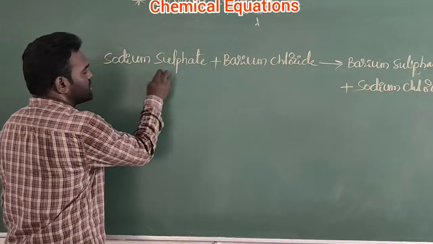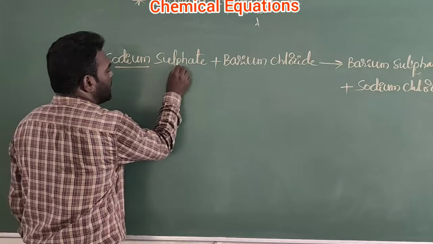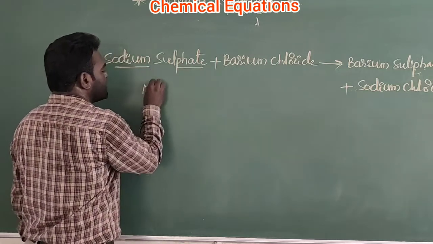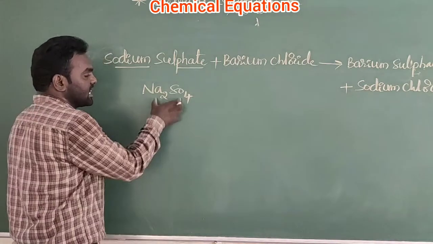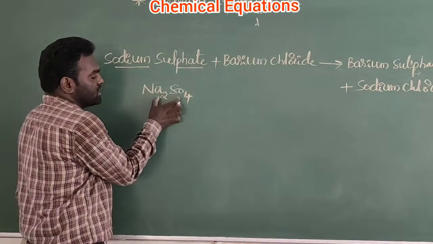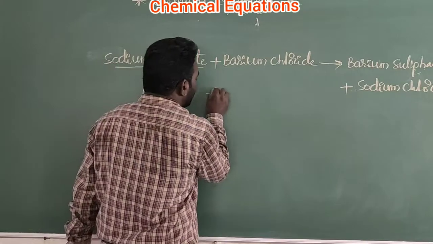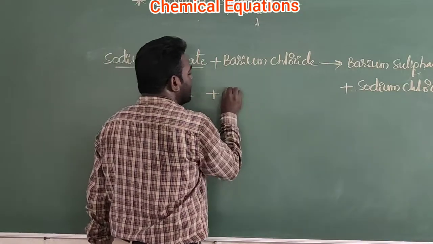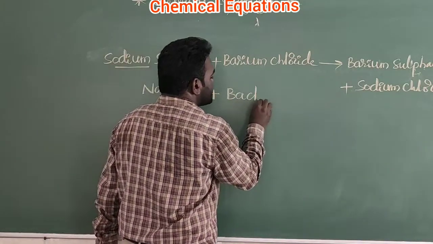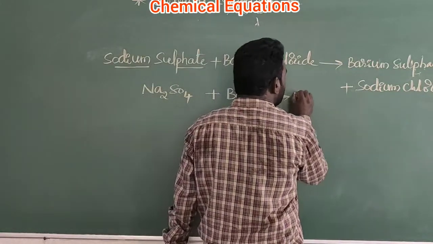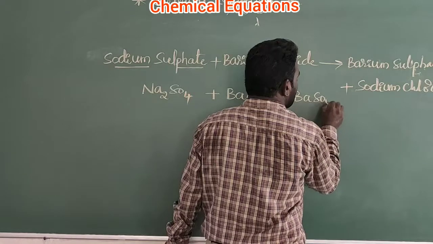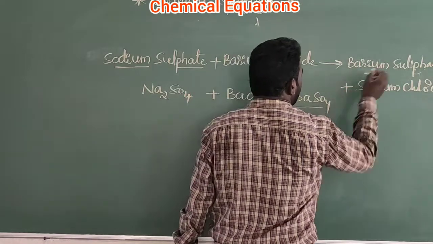See here, sodium sulfate. This is called the word formation of sodium sulfate. But what is the formula of sodium sulfate? It is Na2SO4. This is called a symbolical representation, or simply the chemical formula. And next, barium chloride is the word formation, and I write the symbolical representation for it. And then barium sulfate, BaSO4, is the symbolical representation of barium sulfate.